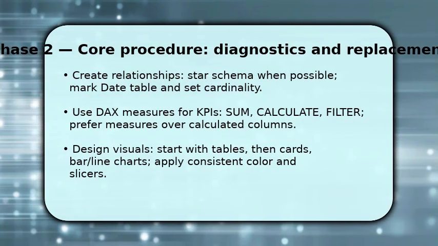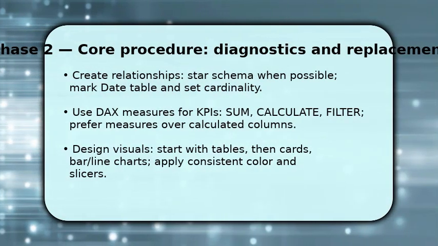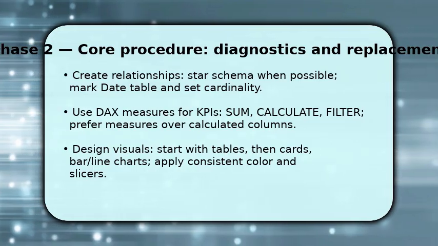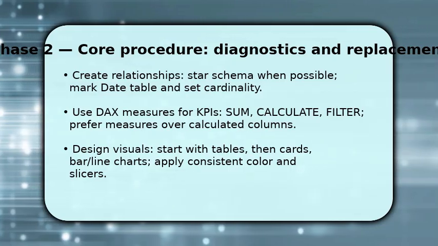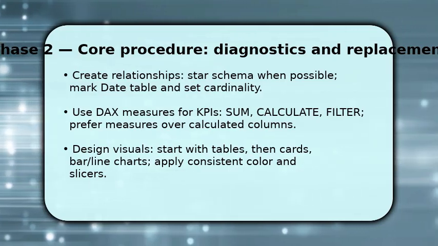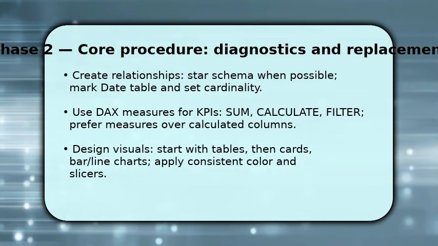Once the data is shaped, focus on the semantic model and visuals. Create a star schema when you can, mark a date table, and set relationship directions and cardinality. Then write DAX measures for key metrics. Use sum and calculate, avoid excessive calculated columns because measures perform better.